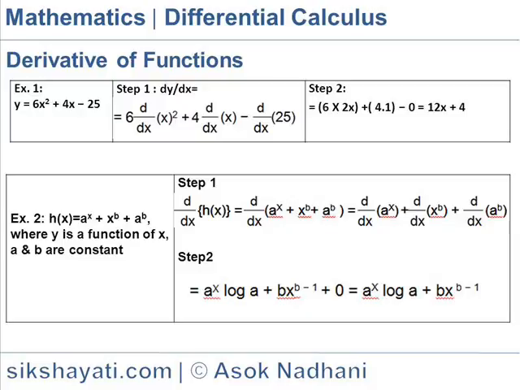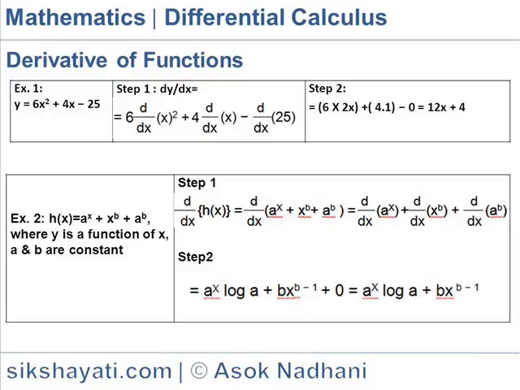Example 2, h(x) is equal to a to the power x plus x to the power b plus a to the power b. So step 1, d/dx of h(x), h(x) is a function of x, is equal to d/dx of a to the power x plus x to the power b plus a to the power b, is equal to d/dx of a to the power x plus d/dx of x to the power b plus d/dx of a to the power b.